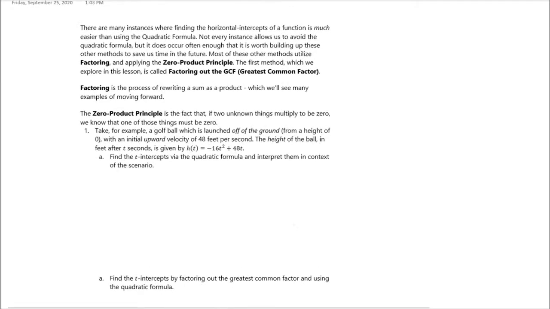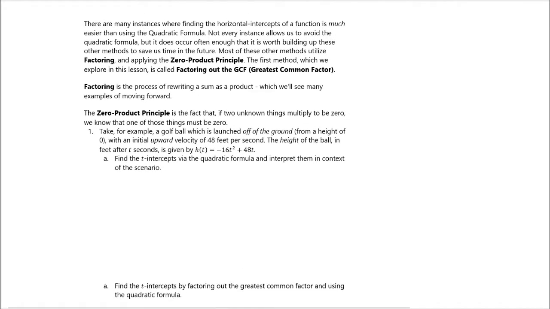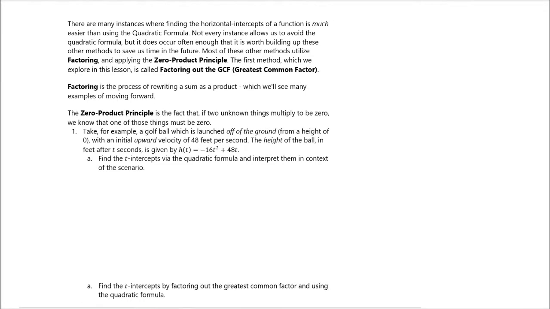So if we want to start making sense of what any of this is even talking about, let me just read through a little bit here, and then I'll restate this in my own words out loud. There are many instances where finding the horizontal intercepts of a function is much easier than using the quadratic formula. If we think back to using the quadratic formula in the previous lesson to find the x-intercepts for a quadratic function, a lot of those can take a good amount of time, and in a lot of cases there are easier ways of going about finding those x-intercepts. And we want to develop some of these methods.